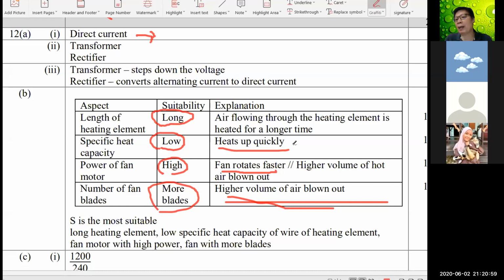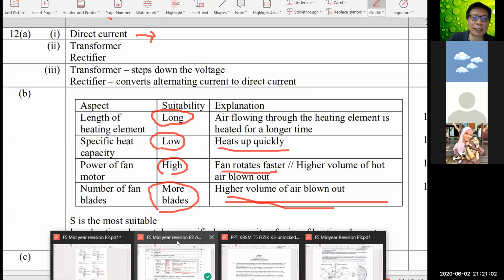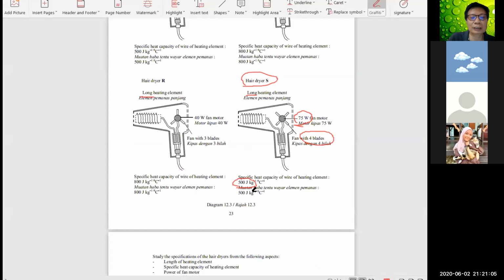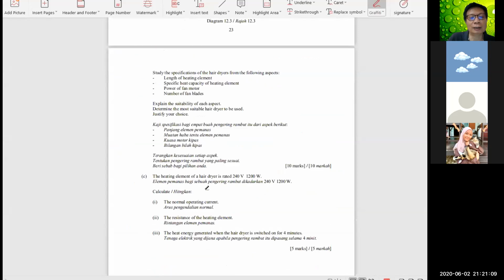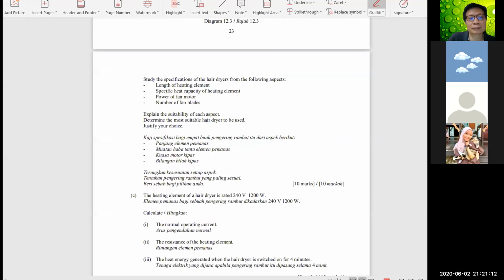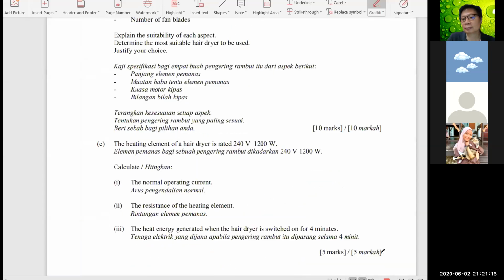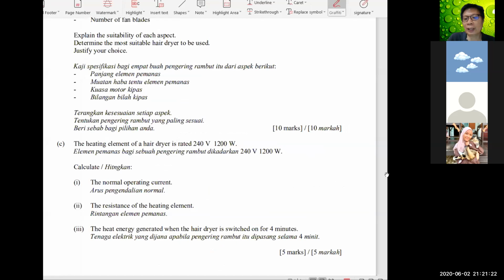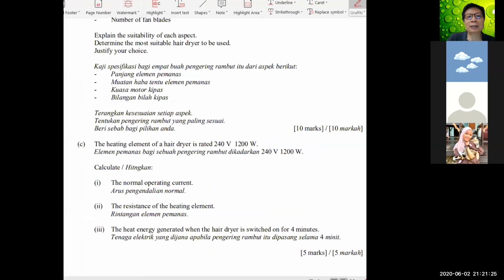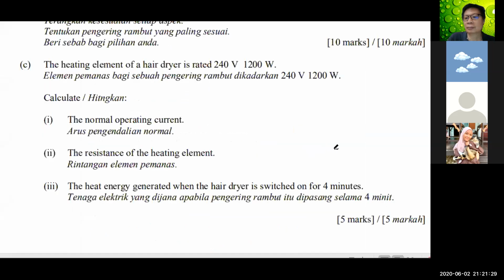Okay, last part, we look at the calculation. This one, I want you to do yourself. Try to do it yourself, okay? 5 marks question. Heating element of hair dryer, 240 volt, 1200 watt power. Calculate normal operating current. Find current, you know how?